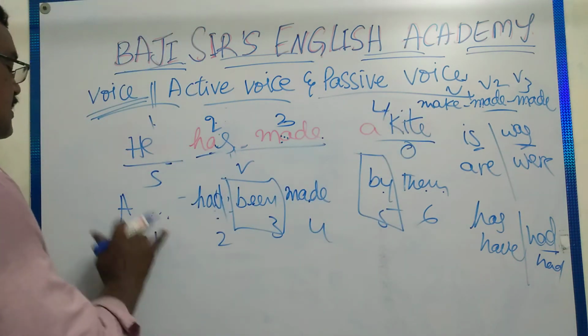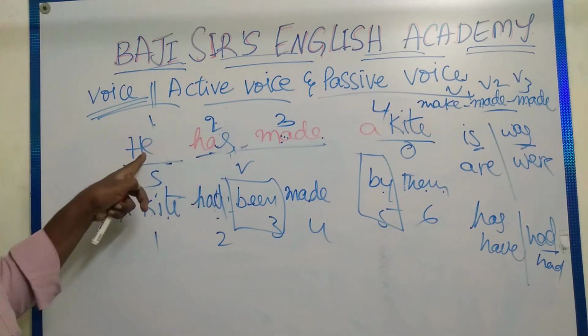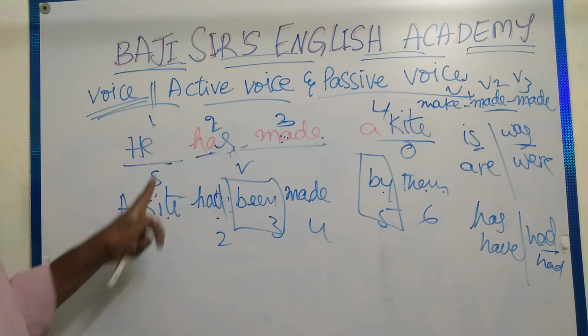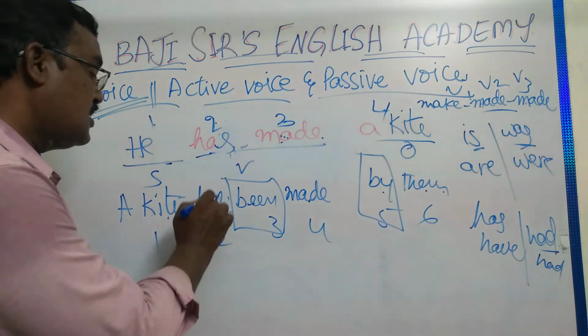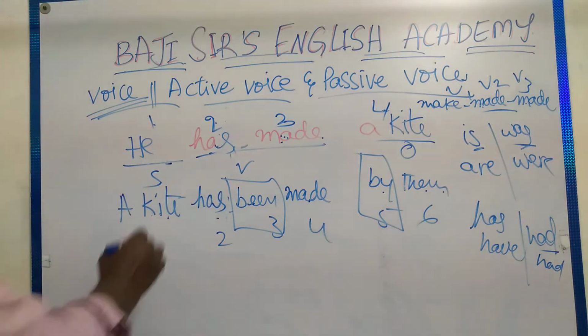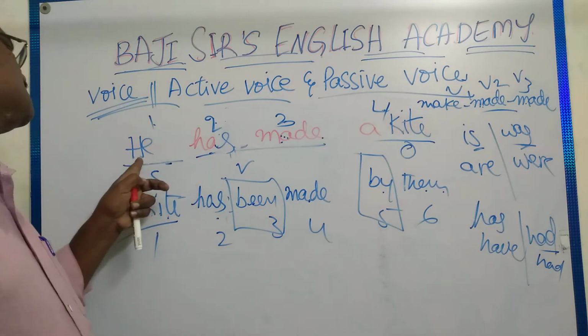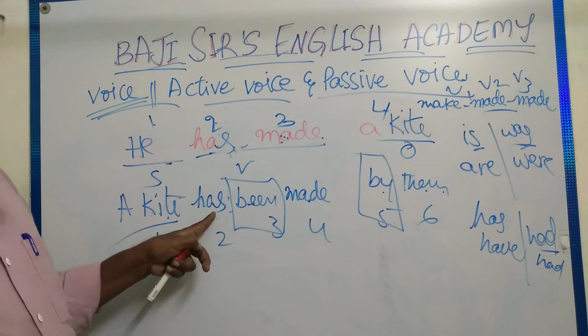A kite. A kite means what? Singular. So here the have form is present singular: singular subject, singular verb. A kite means what? How many? One subject. He means how many? One subject, singular subject. So here has, here has. Why should we not write had here?